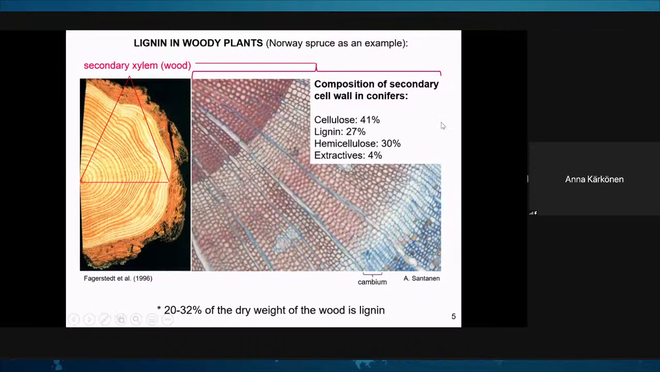And the composition of the secondary cell wall in conifers: cellulose makes about 40%, lignin about a quarter. Different types of hemicelluloses make about 30%, and extractives about 4% of the dry weight of the wood. And depending on the woody species, the lignin amount varies from about 20 to 32%.